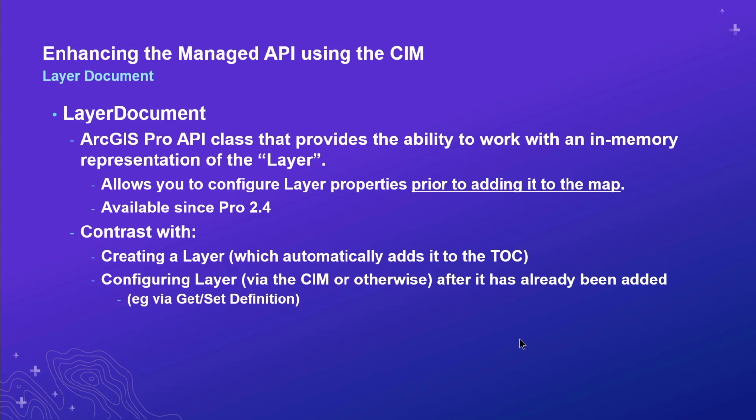Now let's switch focus to layer documents. The layer document is a Pro API class that provides the ability to work with an in-memory representation of a layer. The layer document class is available in the Pro API since version 2.4. It allows you to configure the layer properties prior to adding it to the map. This is an important enhancement to the Pro API. Without layer document, you had to first create the layer. This layer gets automatically added to the map, and then you could configure the layer using the SIM or the public API after it was already in the map.